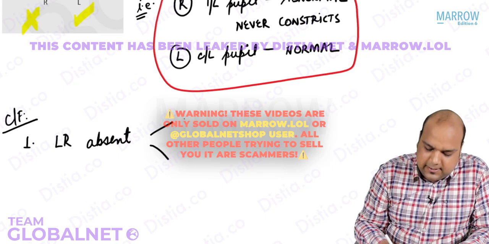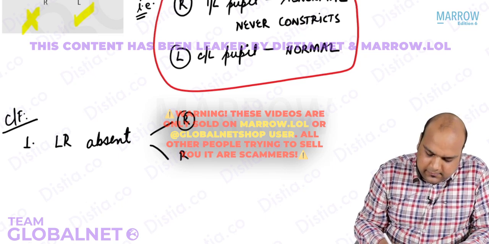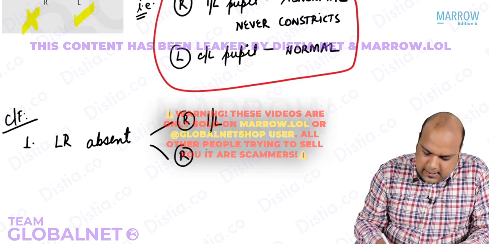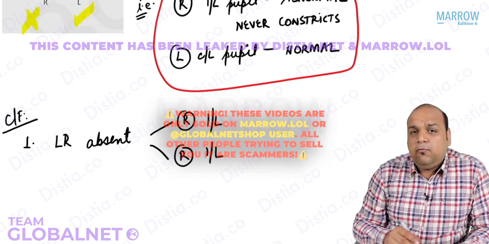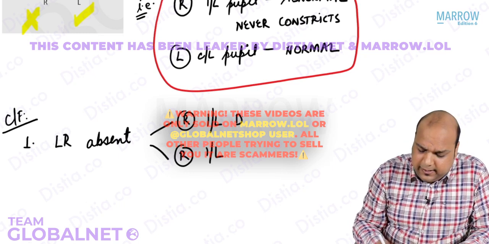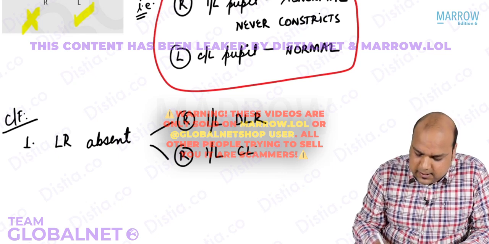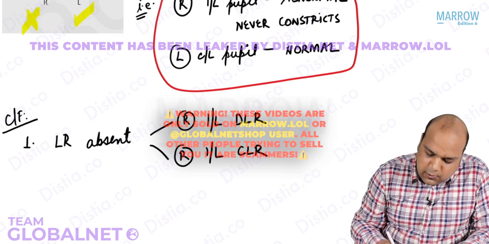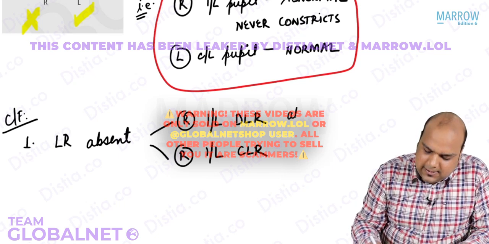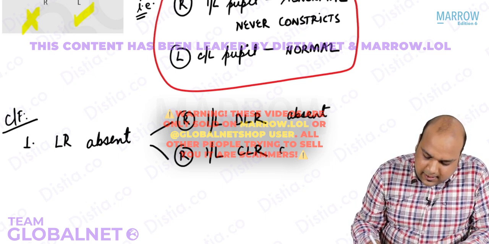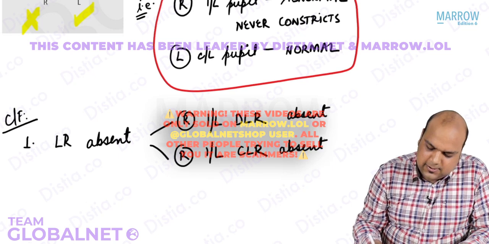In which eye is light reflex absent? Right eye. Right eye is ipsilateral. When we throw light on the right eye, it becomes direct light reflex. When we throw light on the left eye, it becomes consensual light reflex. So right eye direct light reflex is also absent. Right eye consensual light reflex is also absent.